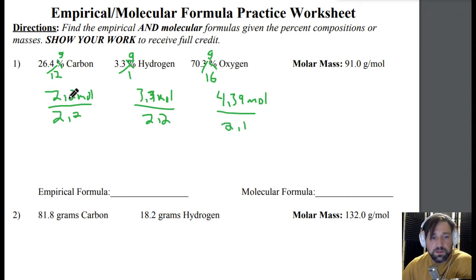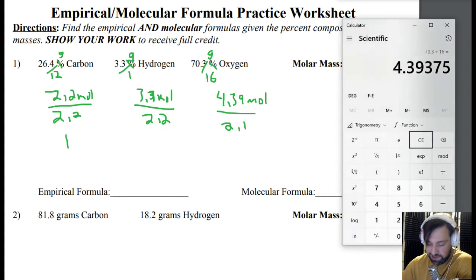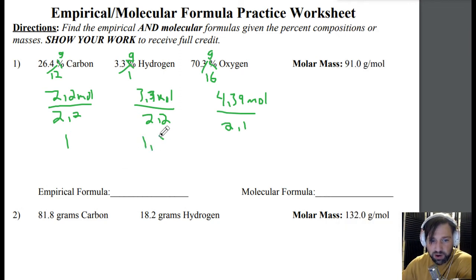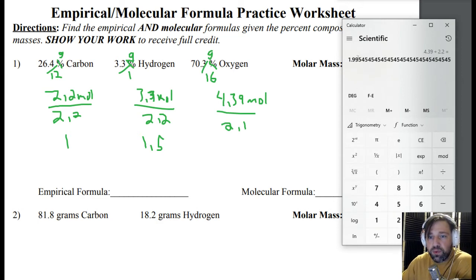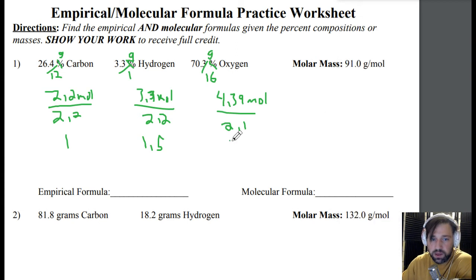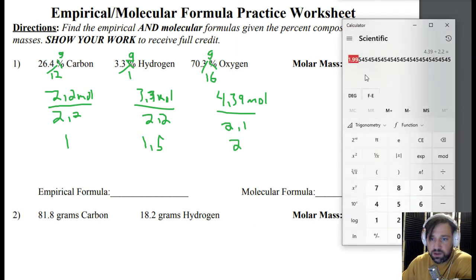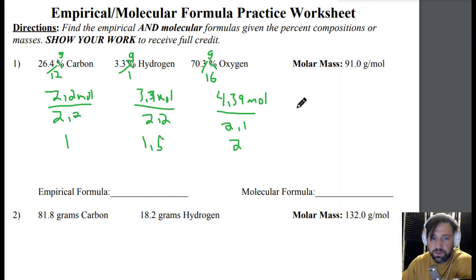Okay? So 2.2 divided by 2.2 is 1. 3.3 divided by 2.2 is 1.5. Curious. This is not like our example in the lecture yesterday. And then for oxygen, it is going to be 9 divided by 2.2. And this is pretty close to 2, right? It's pretty close to 2. So we're going to just call it 2.